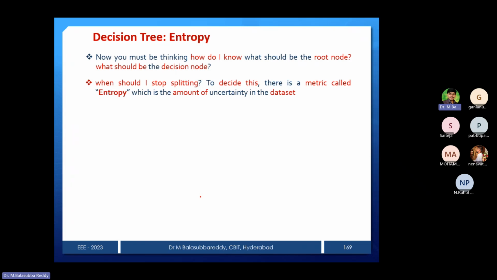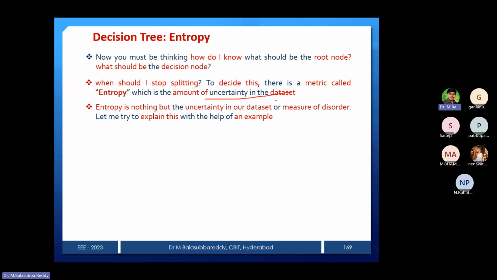To decide this, there is a metric called entropy, which is the amount of uncertainty in the data set. So you have to calculate it. Entropy is nothing but the uncertainty in our data set, or a measure of disorder. So we'll see an example.